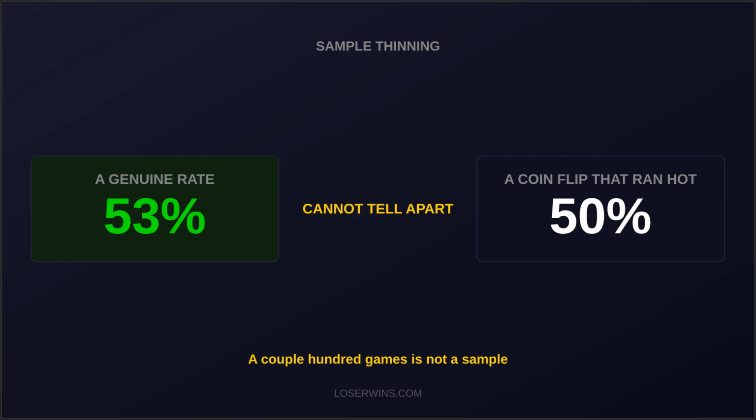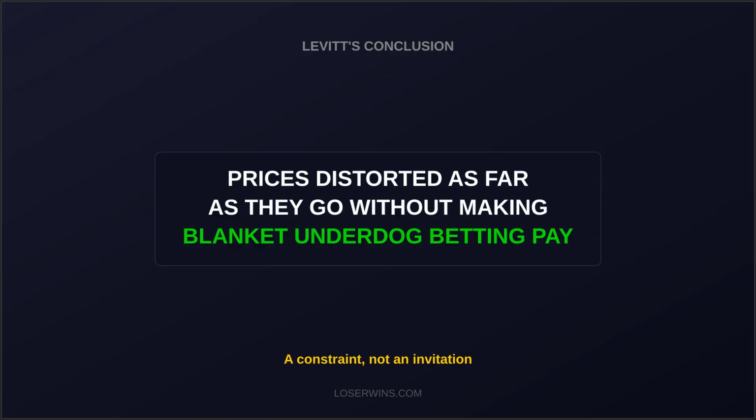Thousands of settled bets have to land before 1 point of difference pulls clear of noise, which is more bets than most people place in a decade. Levitt has one more line worth sitting with. He concludes that books distort prices about as far as they can without making blanket underdog betting profitable. That reads as a constraint rather than an invitation.